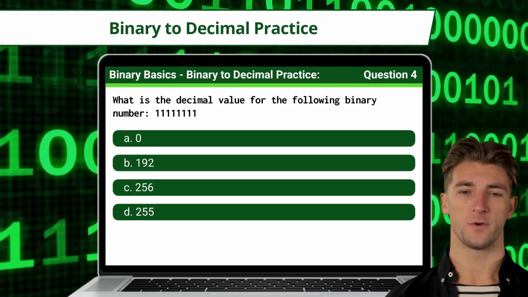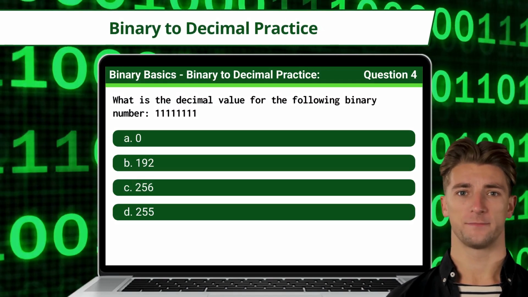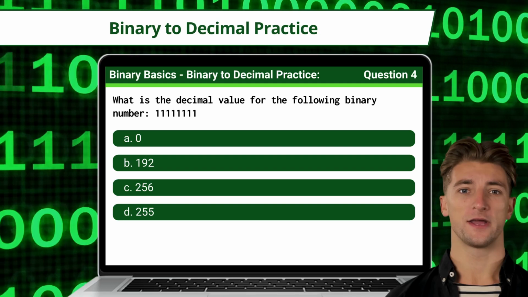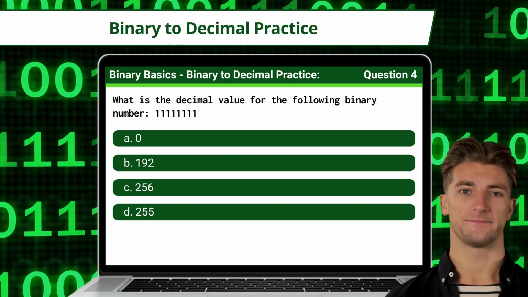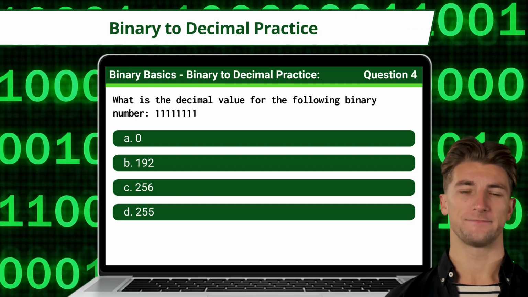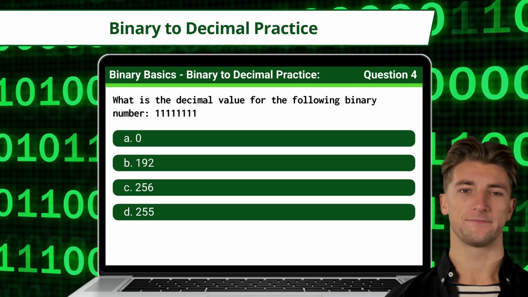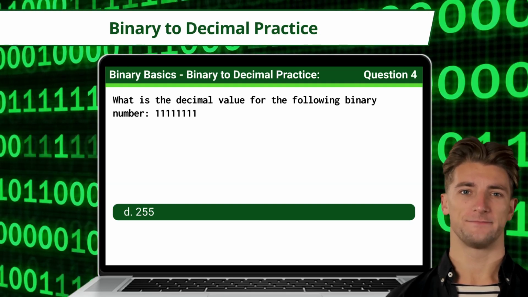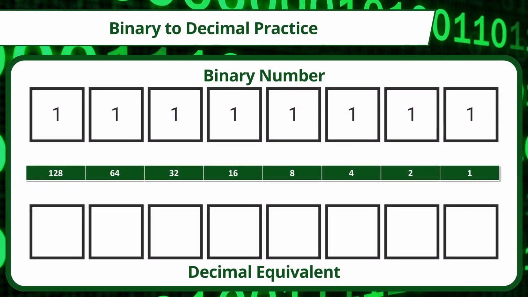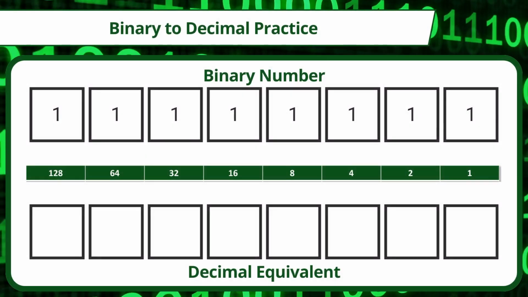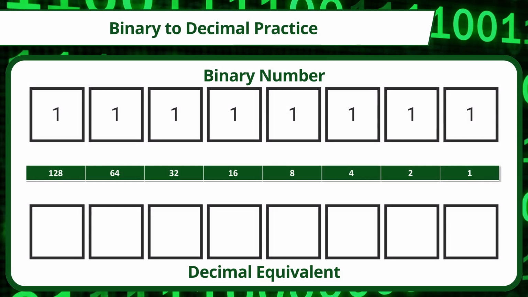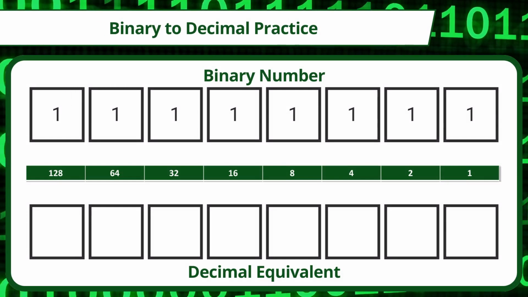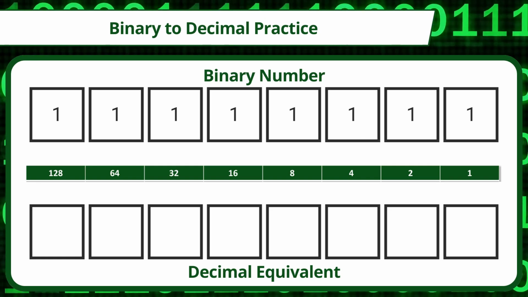Question 4. What is the decimal value for the following binary number? 1111, 1111. The answer is D, 255. Now you might not know it, but this question provides another interesting learning opportunity. With this explanation, I will have the chance to expand your understanding of binary a bit more.